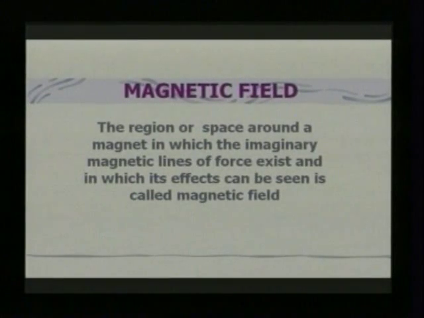Now the definition of magnetic field: the region or space around a magnet in which the imaginary magnetic lines of force exist and in which its effects can be seen is called magnetic field.